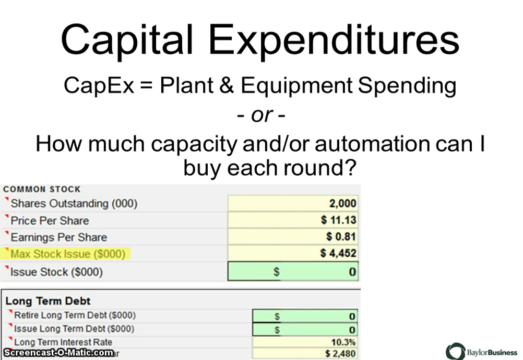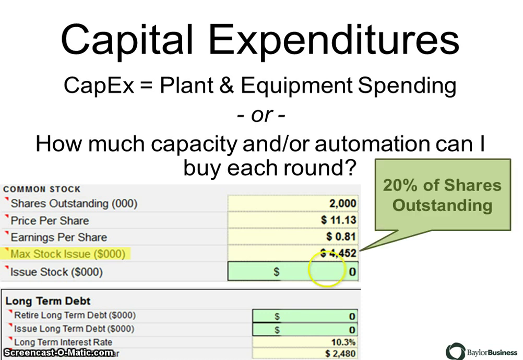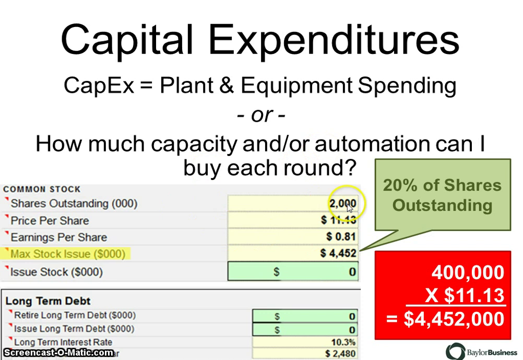Let's start with equity. If you want to pay for plant and equipment, you can pay with your own cash, which you might have enough to do, or you might want to float some new stock. And the maximum stock issue you can float, if you want to pay for that with equity, is $4,452,000. Well, how did we figure that out? It's 20% of your shares outstanding. You can float 20% more shares, and so you can see here that we have 2 million shares outstanding, and 20% of that would be 400,000. If we multiply that by our stock price here, you'll see that the maximum amount of money we can raise for equity this round would be about $4.5 million, and that's how that works.